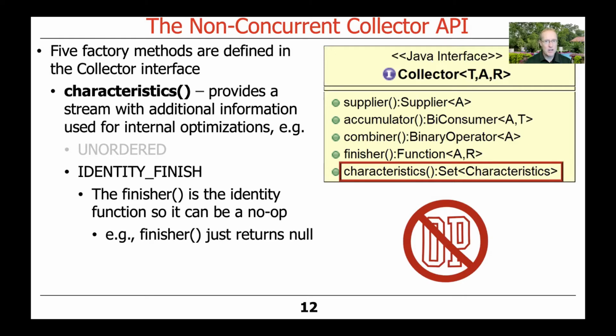That's if there's some reason why the finisher method is going to do something interesting to transform the contents of the mutable result container into some other type, which might be important for certain use cases for collectors. For example, for collectors that return things like completable futures and asynchronous operations.